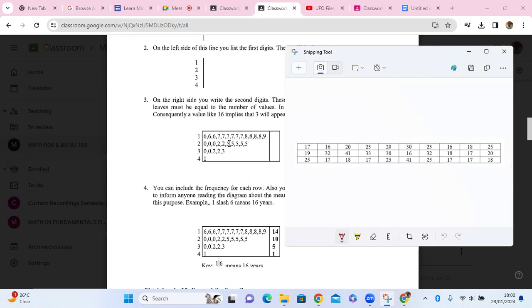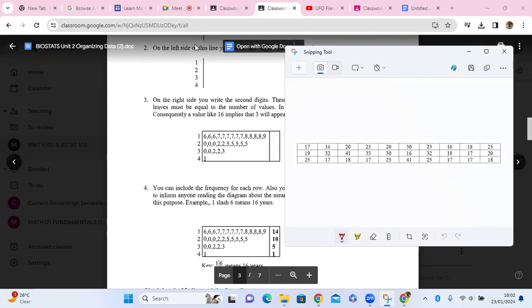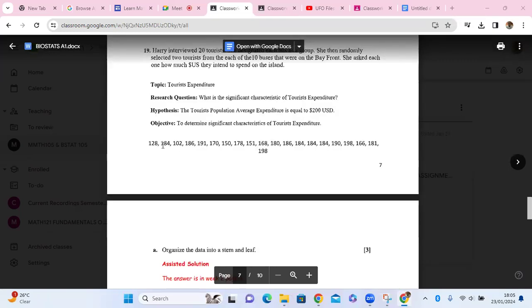Now, take note that these numbers are 2-digit numbers. What if you have 3-digit numbers? Now we are going to another Google Classroom on how to represent 3-digit numbers on stem and leaf, because the assignment question has 3 digits. So here you can see these numbers have 3 digits. How do you represent 3 digits on a stem and leaf? The first 2 digits will form the stem.